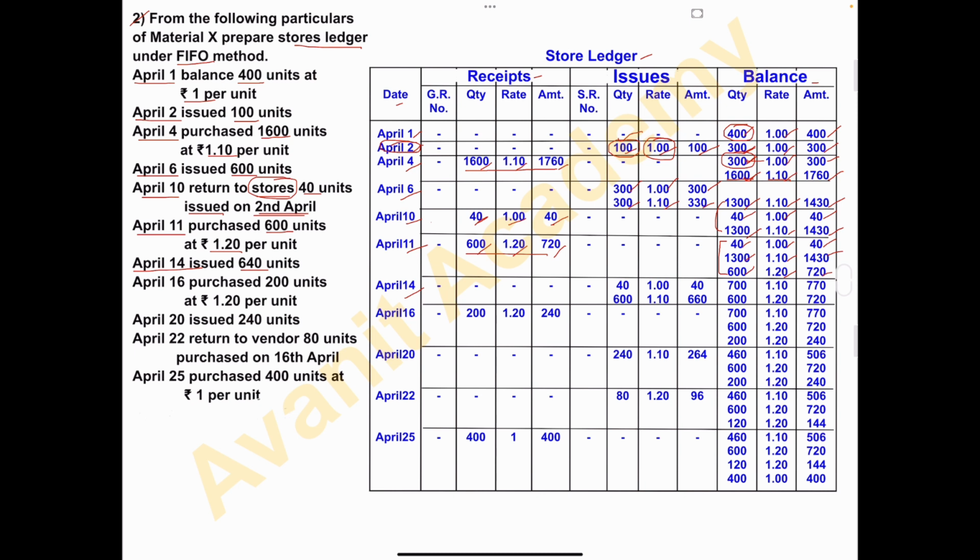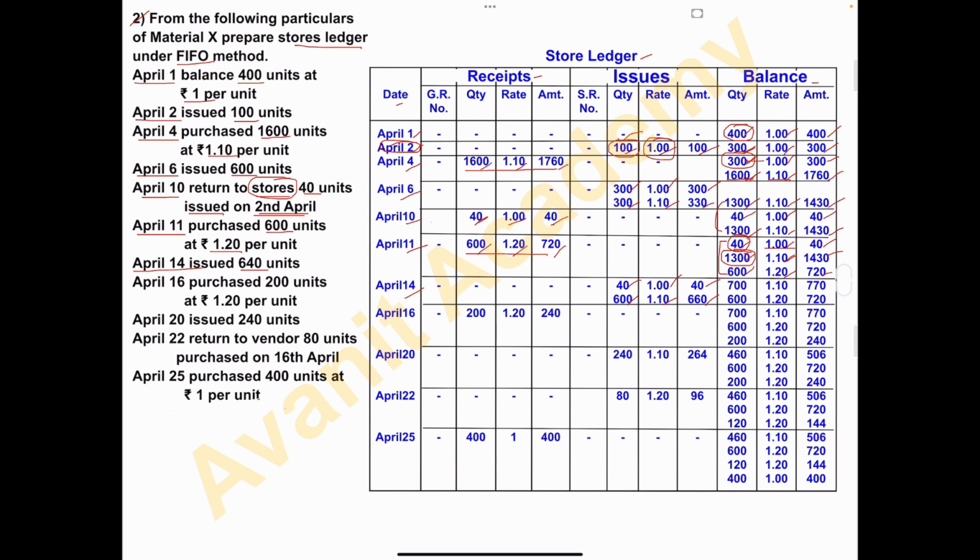First we'll issue this 40, and the remaining 600 we will take from this 1300 units. So first we'll take 40 units. This 40 units, rate per unit is rupee 1. So write here rupee 1 and the amount is 40. Remaining 600 will be taken from this one, that is 1300 batch. Write here 600. The rate per unit of this stock is 1.10. So we take this rate here, 1.10. 600 into 1.10 and the amount is 660. So total 640 units we have issued here.